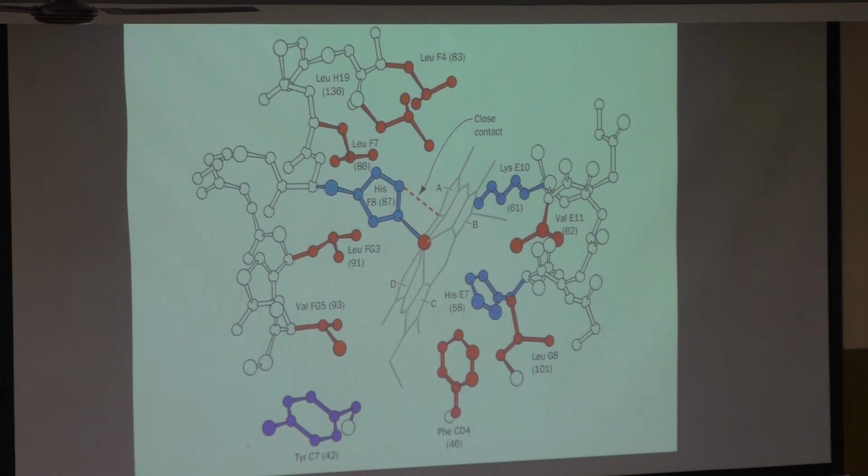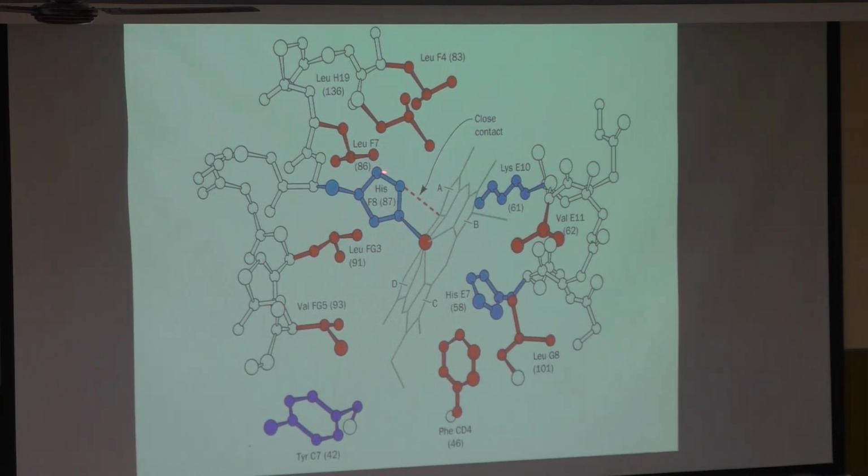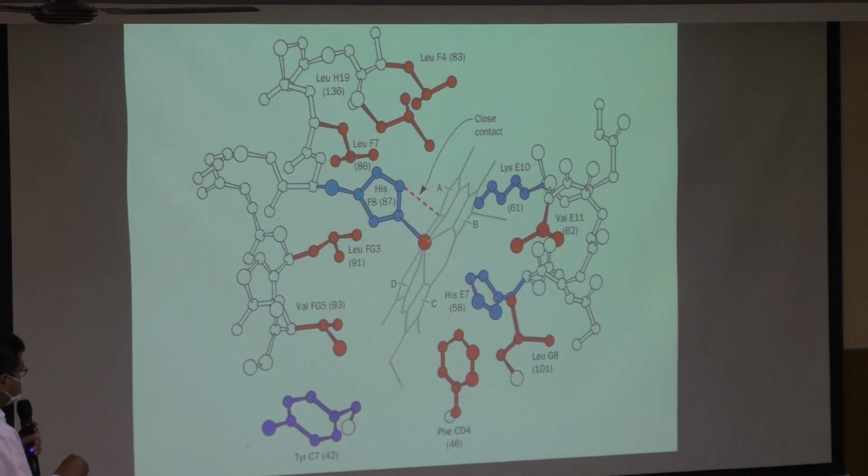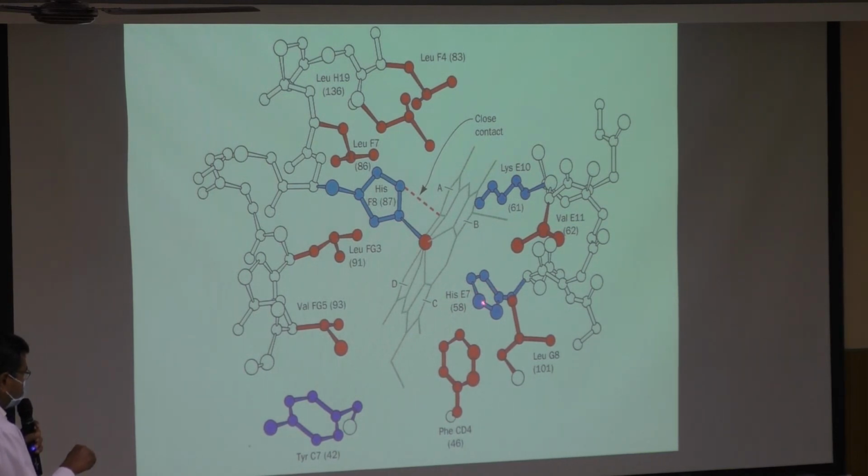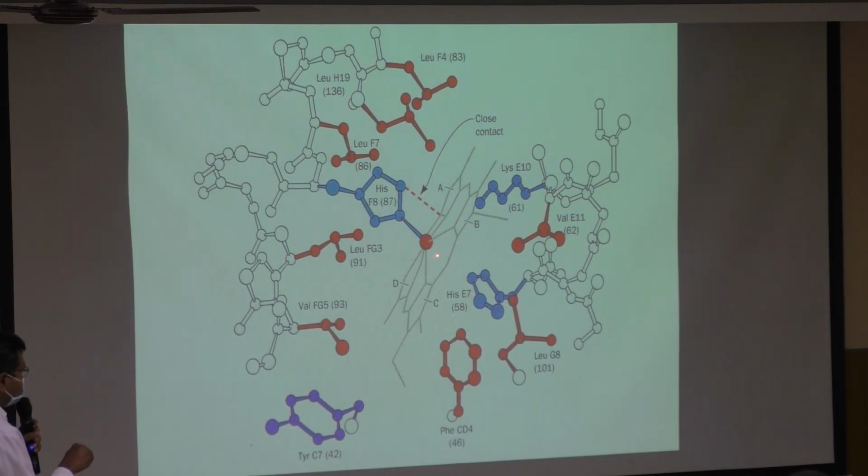However, 87, which comes later, is very close to the iron. That's why it's called proximal. Now see the structure. See the plane of the iron, because that is also important. Everyone is getting this? So this is the proximal histidine. Though it is 87, it is proximal because it is close to the iron, in close contact. And the second histidine, which is present at the 58 position, though it comes early at 58, is called distal because it is far away from the iron.